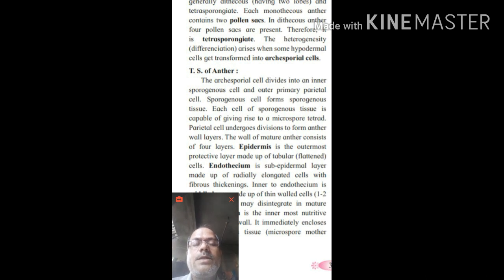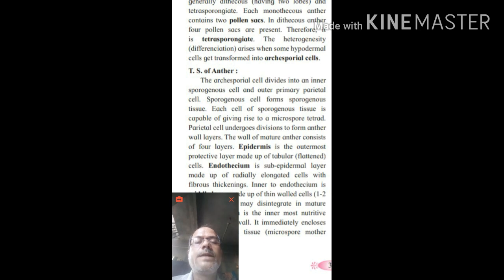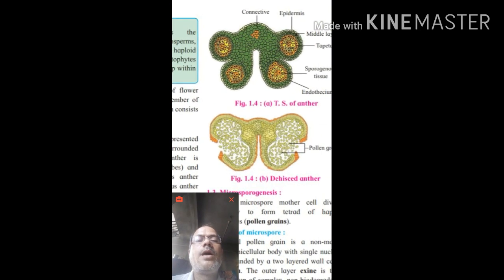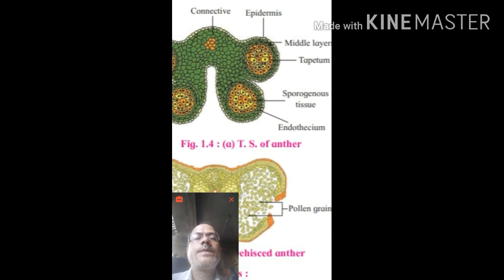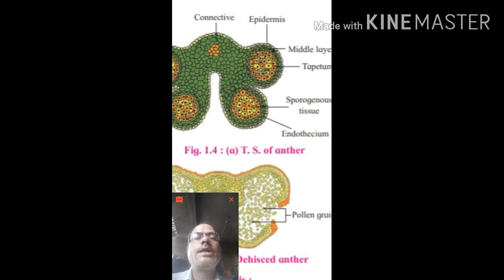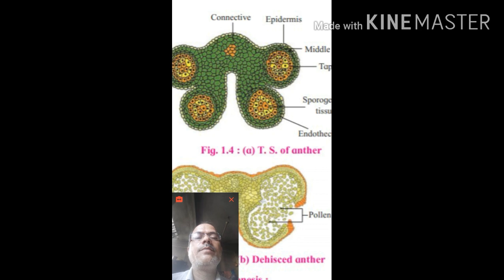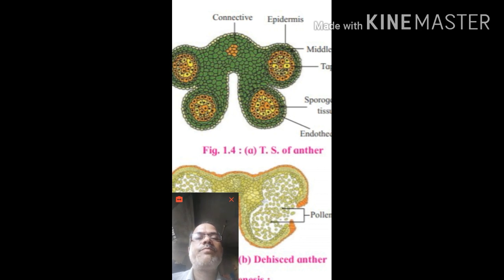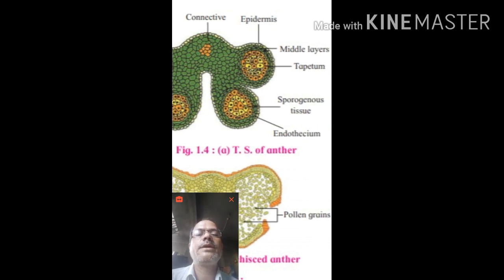The outer layer of the sporogenous layer is the parietal cells. That means the TS of the anther shows four different layers. The outer layer is called the epidermis. Epi means above. The epidermis is made up of flattened cells and is protective in function.